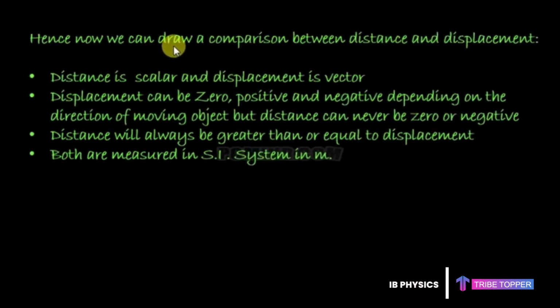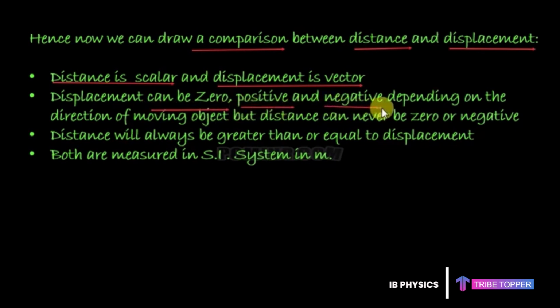So let's just draw a comparison between distance and displacement. First of all, distance is a scalar quantity because it's just a number without direction, but displacement is a vector quantity which is a magnitude along with a direction. Then displacement can be 0, it can be positive, it can be negative depending on the direction of the moving object. As I told you, if you are going towards right, it is positive. If you come back towards left from the same path, your displacement is going to be negative. And hence when you reach at a starting point, it comes out to be 0.